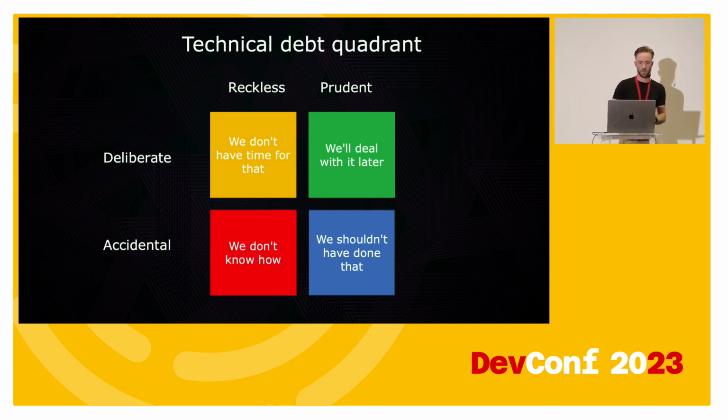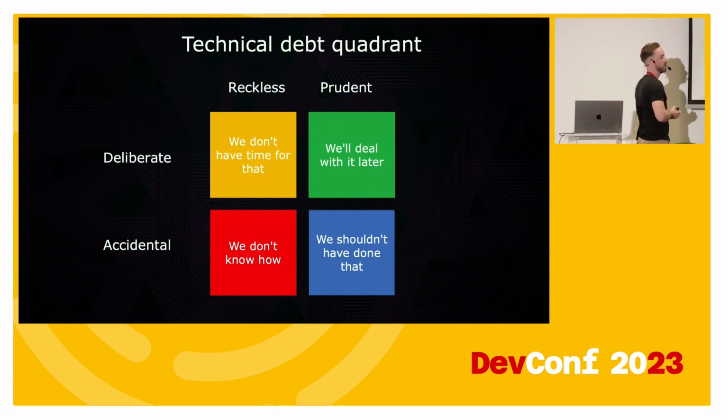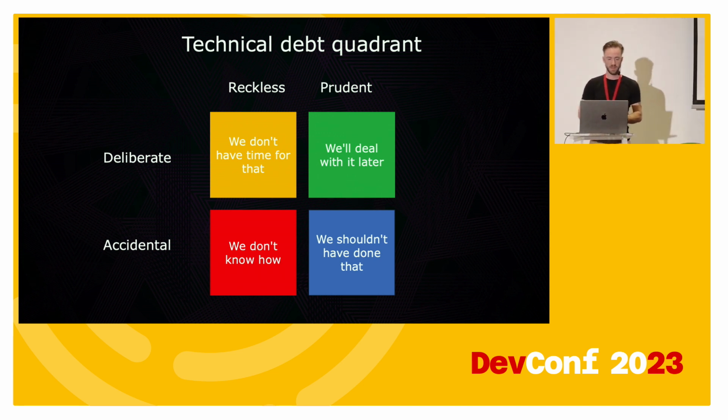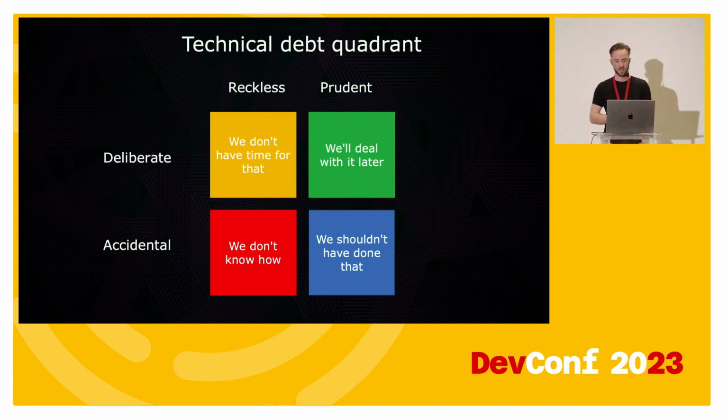And then there's the horrible one. It's the one where you're being reckless, but you don't even know about it. Yeah, don't be there, okay? That's typically how we could classify technical debt. Just to give you a bit of an example.